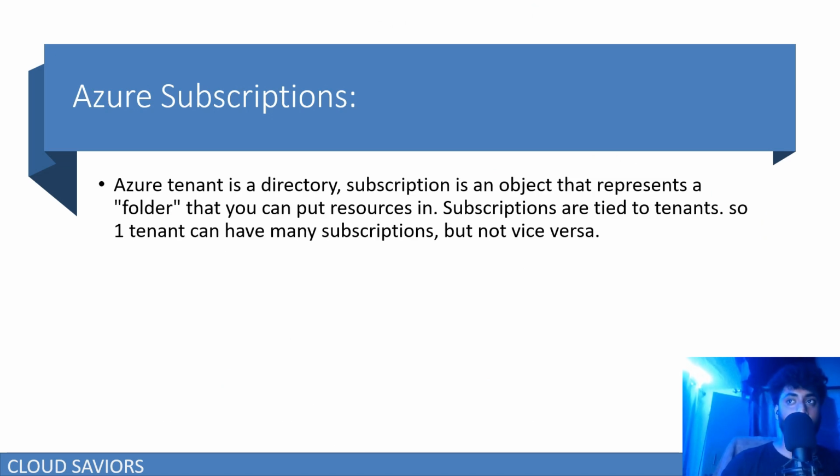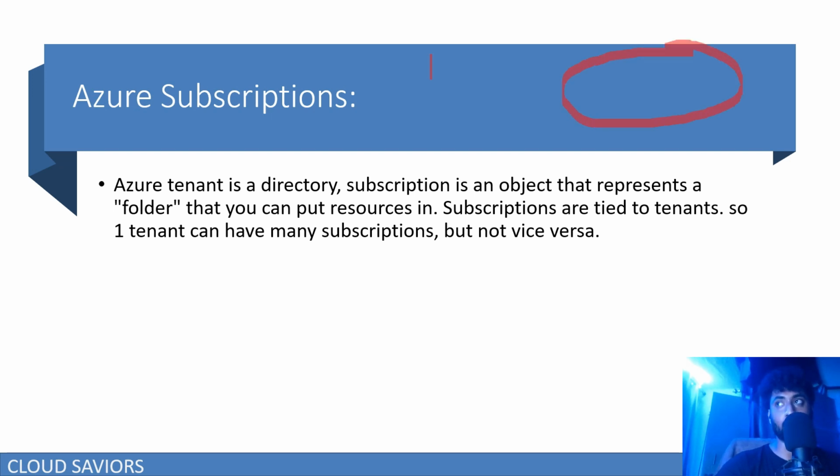Now let's talk about subscriptions. Azure tenant is a directory, and a subscription is an object that represents a folder that you can put resources in. Subscriptions are tied to tenants, so one tenant can have many subscriptions but not vice versa. So basically we have a tenant, or we can say our Active Directory. You can attach your subscription to your tenant. Let's say you have your domain, Rahil Mujahid @microsoft.com. This is my exact domain.